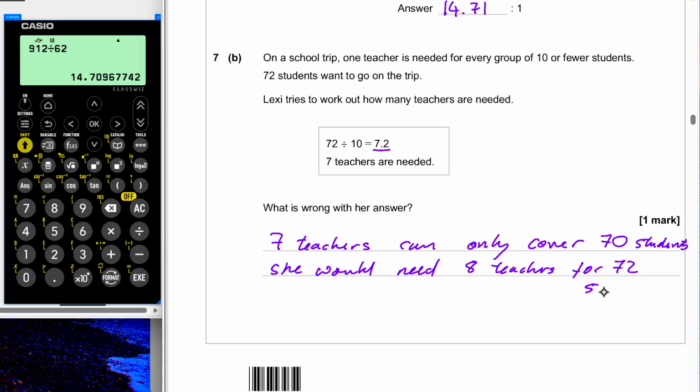That's not very clearly written. Let's try that again. Slightly better.